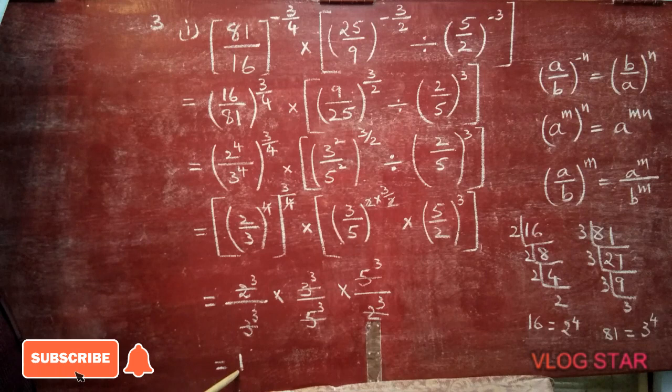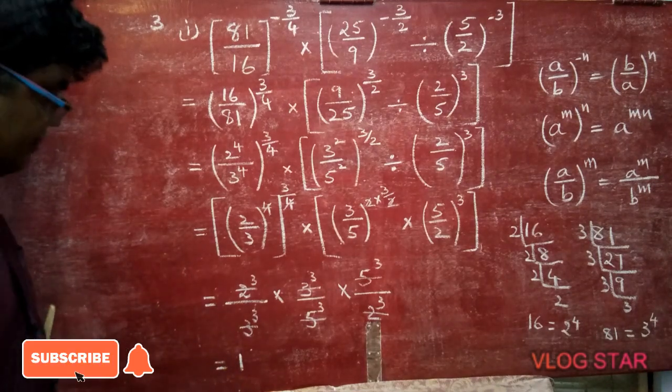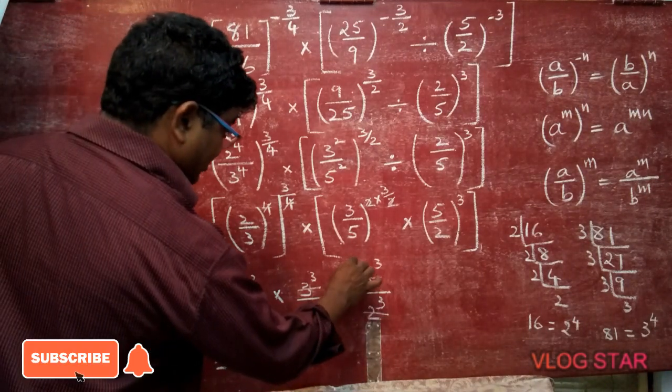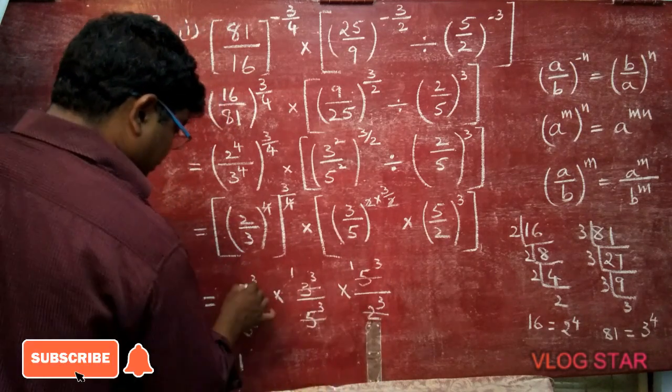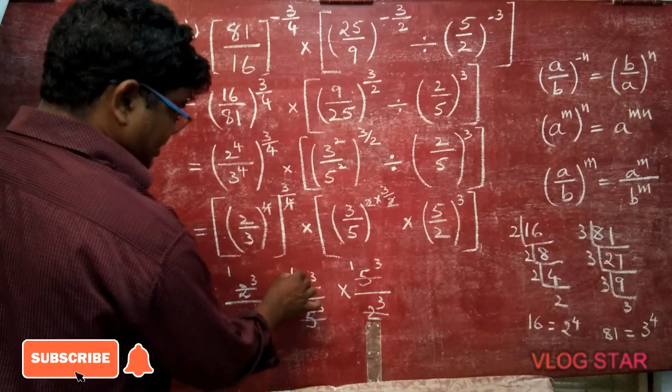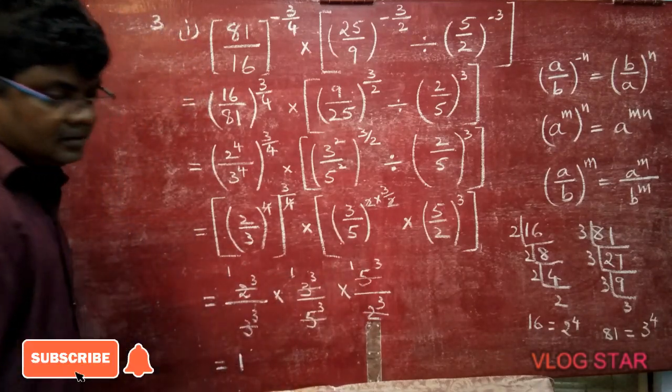So what is the answer? The final answer is 1. If you want you can write: 5 cube cancel, 1 is remaining; 3 cube goes one time; 2 cube goes one time. 1 ones are 1, 1 ones are 1. So 1. That is the answer.